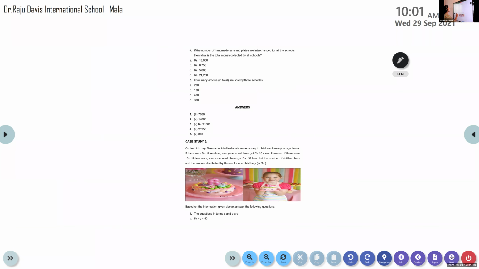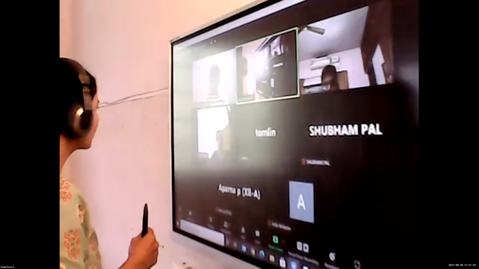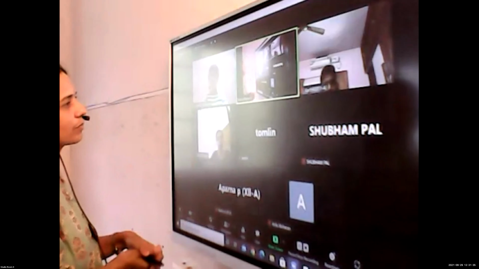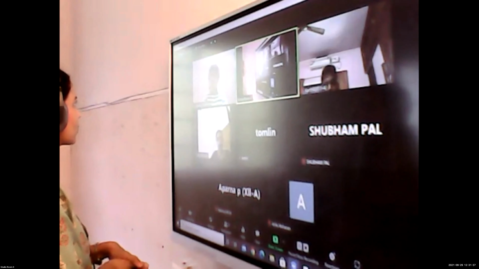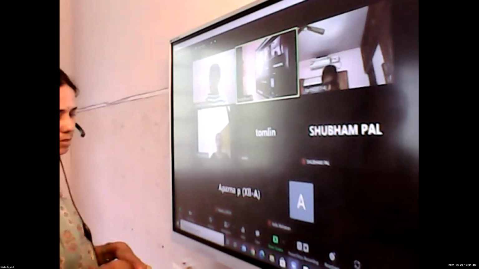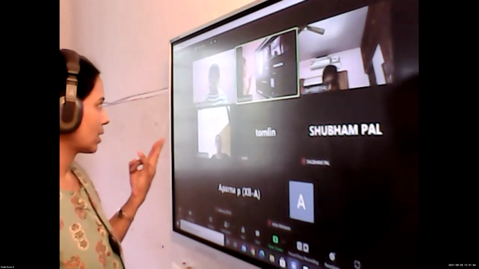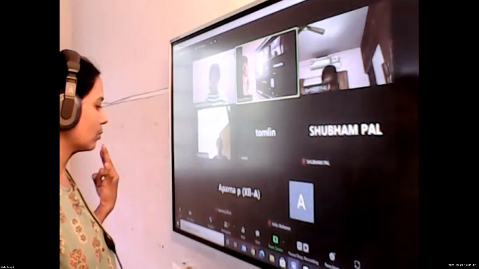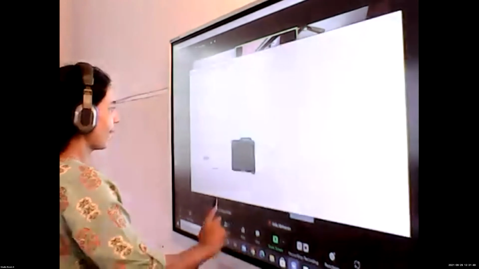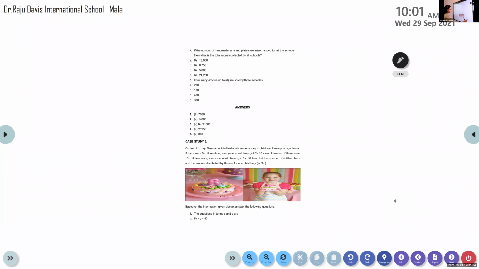Okay, and look at the next one. How many articles are sold by the three schools? That means we have to add up all the total number of items. Like this, two more case study questions are there in that booklet. So go through those questions. Today I'll send this PDF. Now we can move on to the next type.